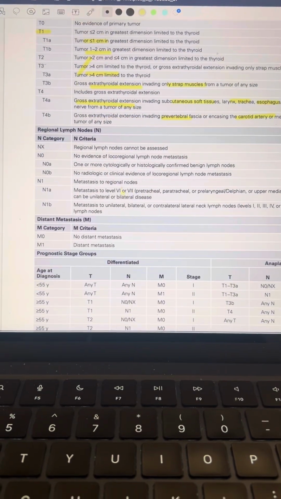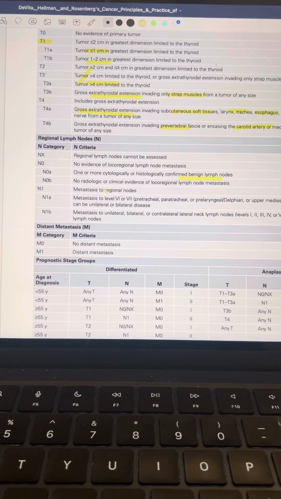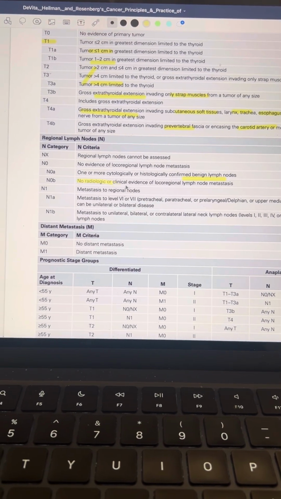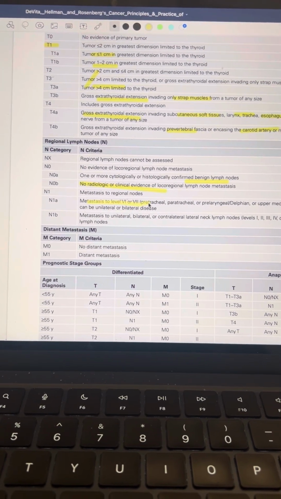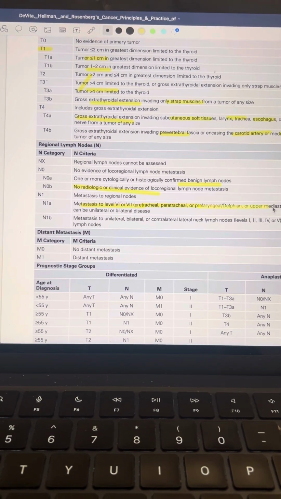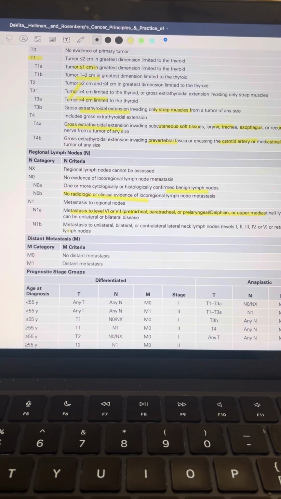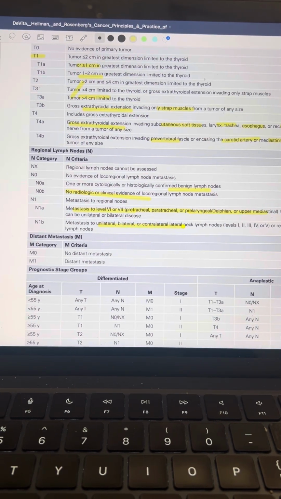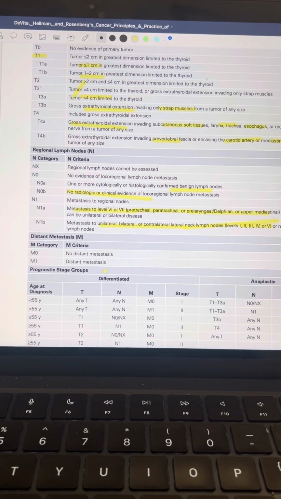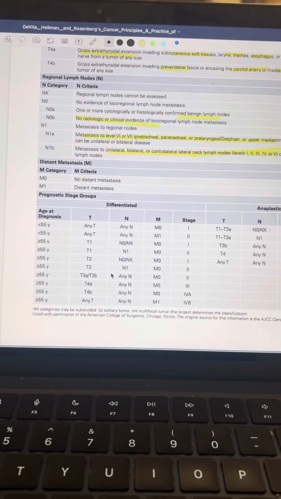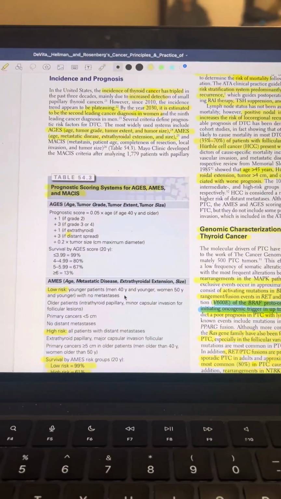Then N0A is one or more cytologically or histologically confirmed benign lymph nodes, and N0B is no clinical or radiological evidence of locoregional node. N1A is metastasis to level 6 and 7, that is pretracheal, paratracheal, prelaryngeal, and upper mediastinal nodes, which can be unilateral or bilateral. And N1B is unilateral, bilateral, or contralateral lymph nodes at levels 1, 2, 3, 4, 5. M0 is no distant mets, M1 is distant mets. Now we will study the differentiated thyroid cancer.